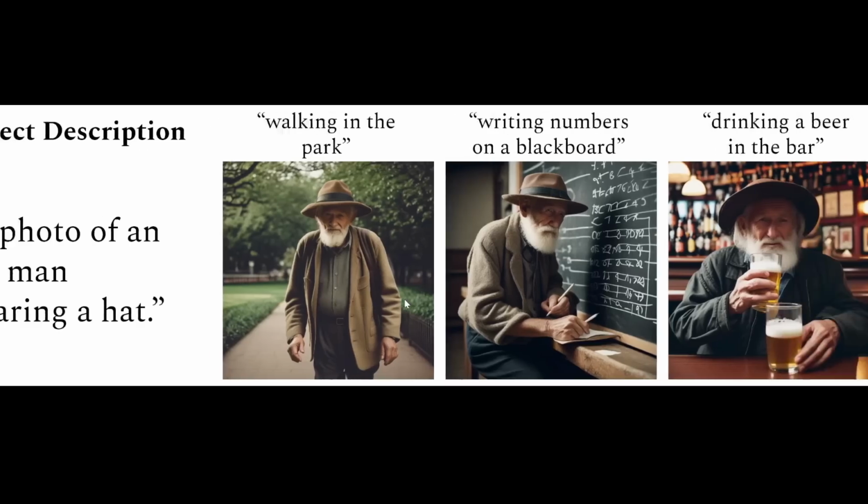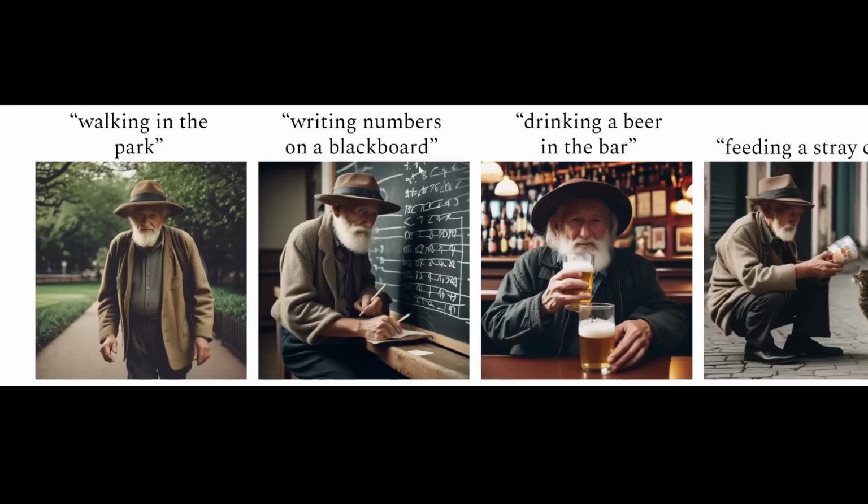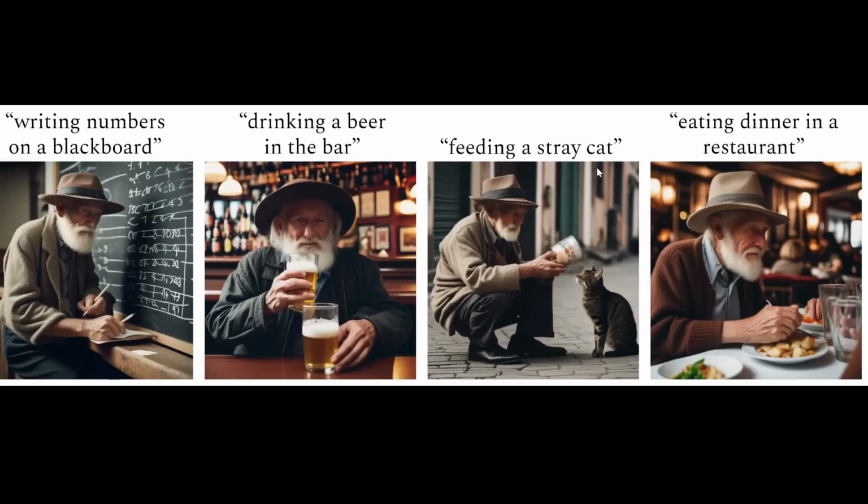Now, instead of walking in a park, let's say you prompt it with writing numbers on a blackboard. This is what you get, and notice it maintains the appearance and the face of this old man. And then next, instead of writing numbers, if he's drinking beer in the bar, this is what you get, and again you can see it preserves this man's face in this photo. And here are some more examples: feeding a stray cat, eating dinner at a restaurant.